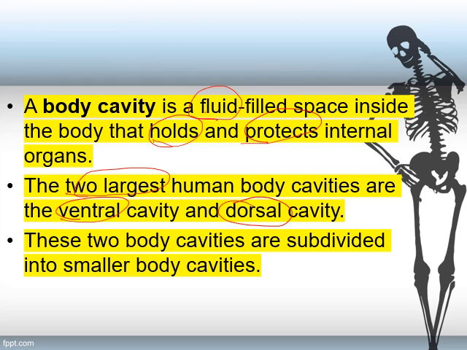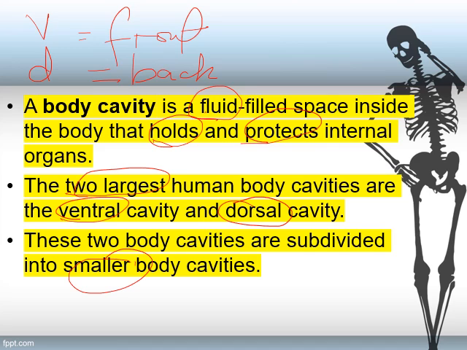Pag sinabi nating ventral, it is the frontal or the front part of the body, while pag sinabi nating dorsal, it is the back part of the body. Okay? Ventral is front and dorsal is back. These two body cavities are also subdivided into smaller body cavities. Generally, there are two types of body cavities: the two largest, the ventral and the dorsal body cavities.